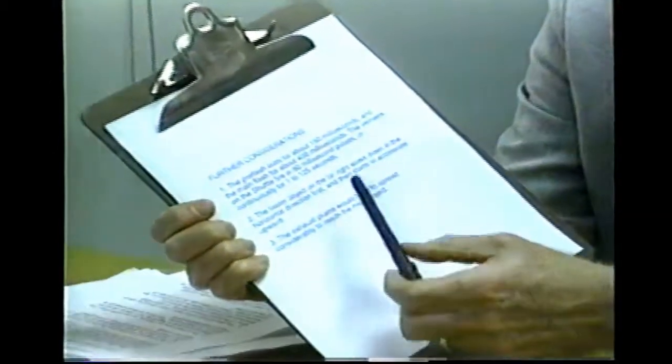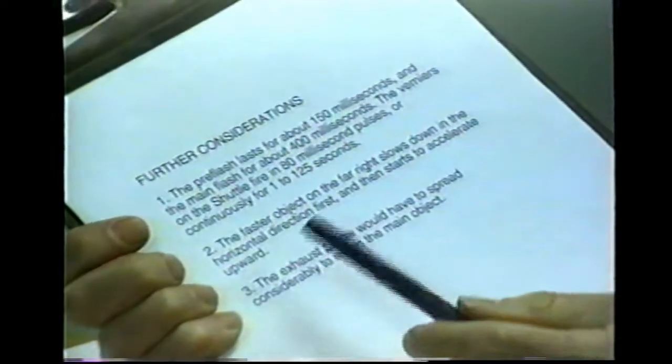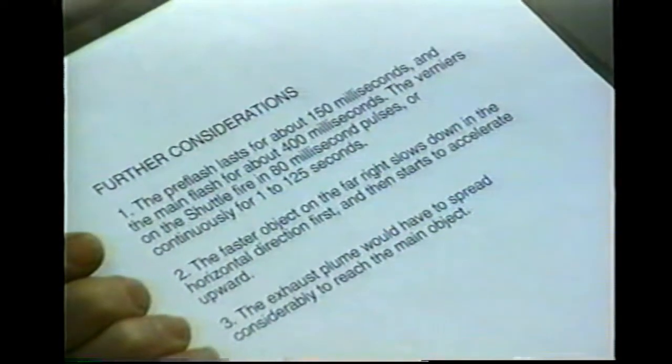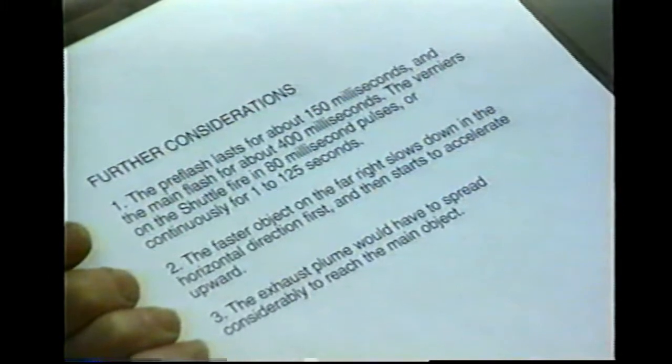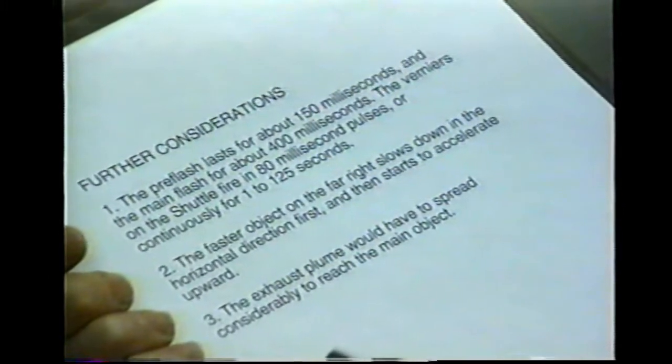Aside from those 5 proofs, there are some other things that possibly I wouldn't elevate to the level of proof, but might be. First of all, I mentioned that the pre-flash lasts for about 150 milliseconds and the main flash for about 400 milliseconds. And when the shuttle pulses, it's only 80 milliseconds. So those numbers don't jibe. The shuttle should not be pulsing like that.